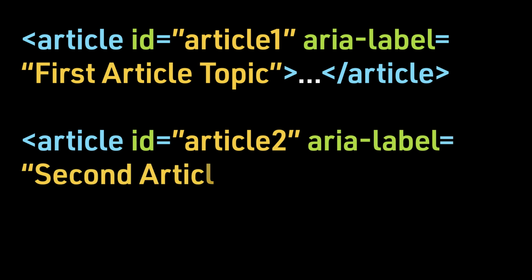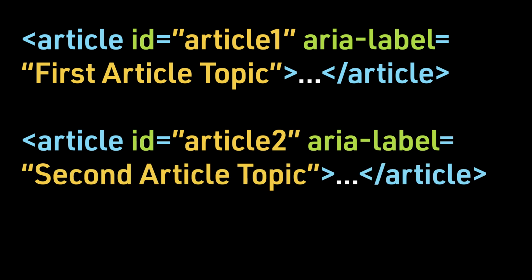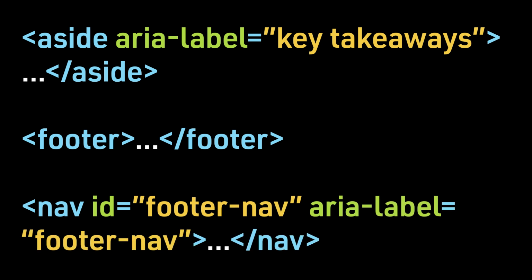Article, ID article 1, ARIA label first article topic, end article. Article, ID article 2, ARIA label second article topic, end article. Aside, ARIA label key takeaways, end aside. Footer. Nav, ID footer nav, ARIA label footer nav, end nav.